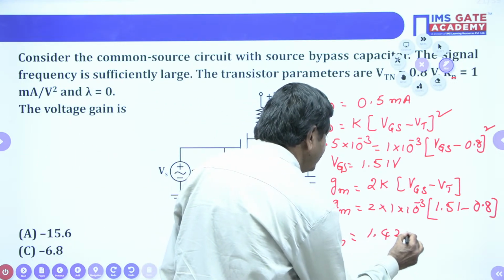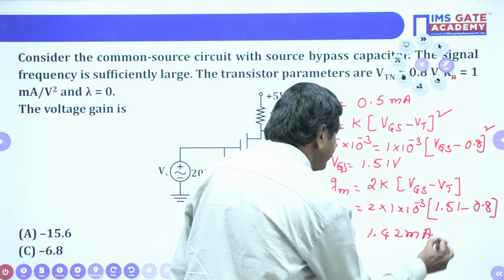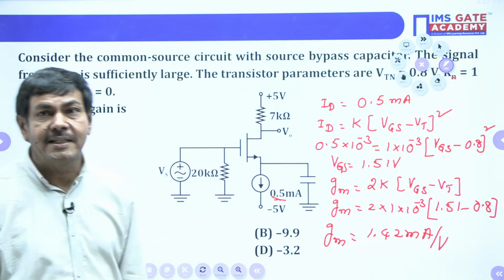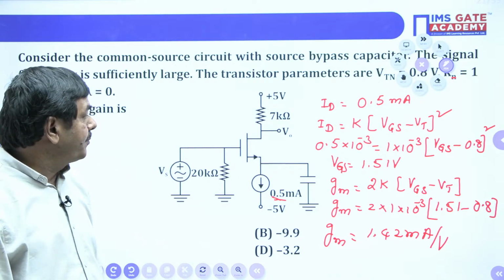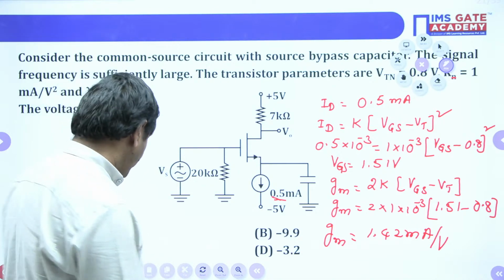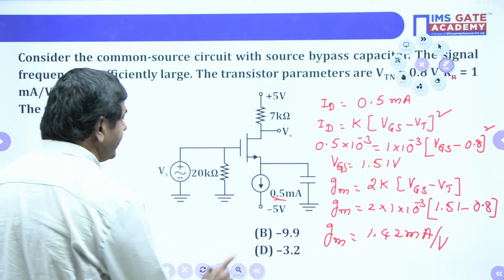1.42 milliamperes per volt is the transconductance we can get. That much transconductance is possible. Sir, what is the point of finding this transconductance? Now, by using this transconductance, we can find the voltage gain.